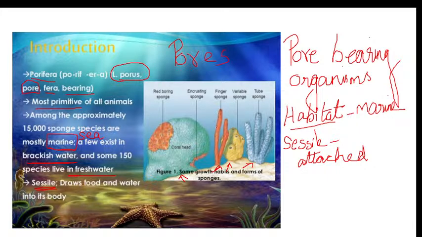Variable sponge. They keep on changing. ഇങ്ങനെ സൈഡിലോട്ടൊക്കെ വളർന്നുകൊണ്ടിരിക്കും. Tube sponge. This looks like a tube. And this is a boring sponge. എന്ന് വെച്ചാൽ അകത്തോട്ട് bore ചെയ്ത് പോകുന്നതാണ്. This is called a boring sponge. These are a few examples, few pictures.